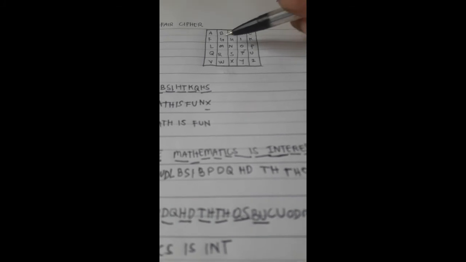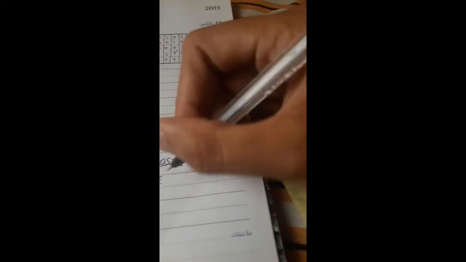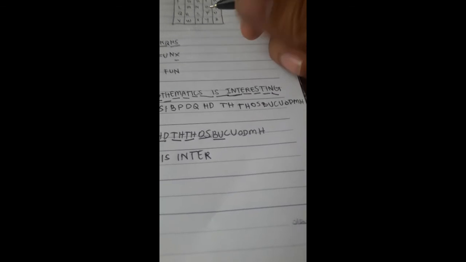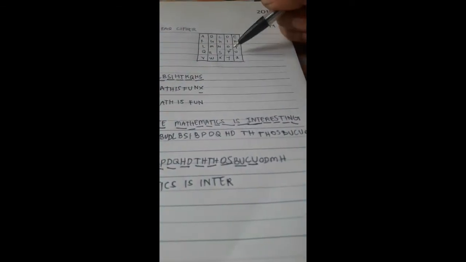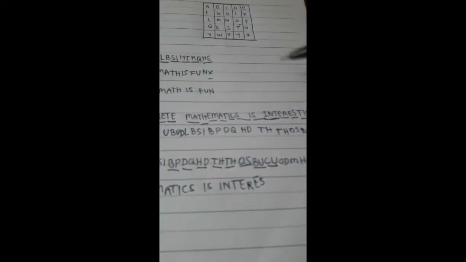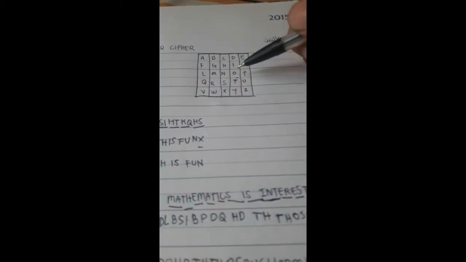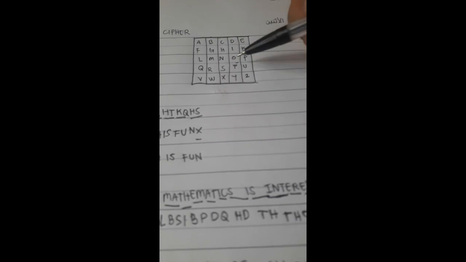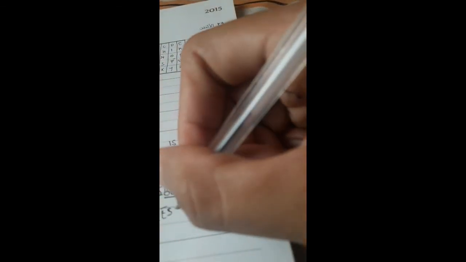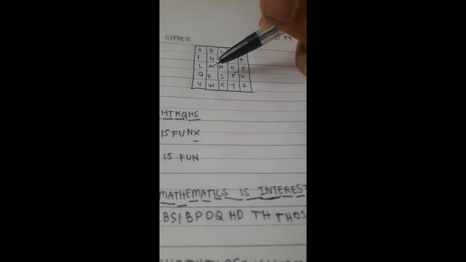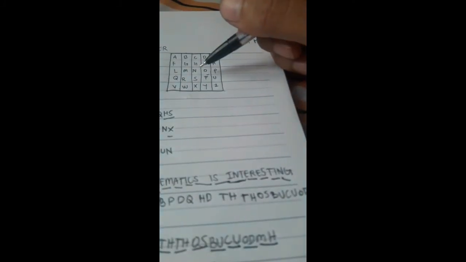Next is BU, a square. The B becomes E, and the U becomes R. Next is CU, also a square. The C becomes A, and the U becomes S. Then the OD is in one column, so we go down. The O becomes T, and the D becomes I. The last is MH, a square. The M becomes N, and the H becomes G.